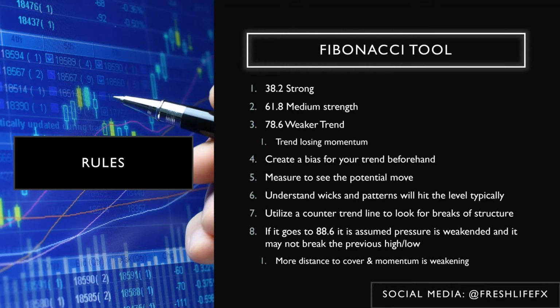And a tool you can use to further verify things, which also can be a form of a triangle, is a counter trend line to look for breaks of structure. The moment it starts breaking the patterns, and the candlestick closes outside of it, that's a sign that it's going to continue.